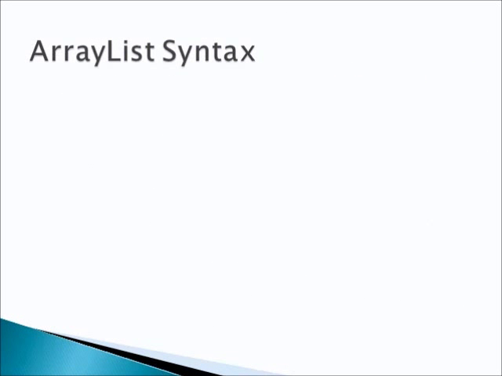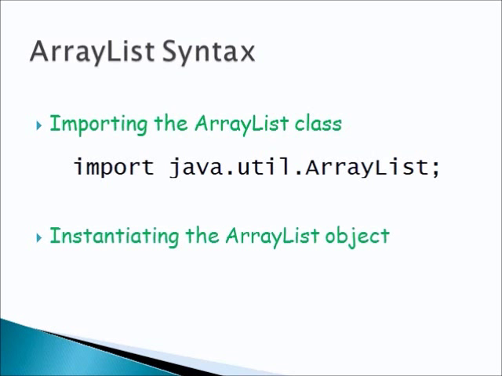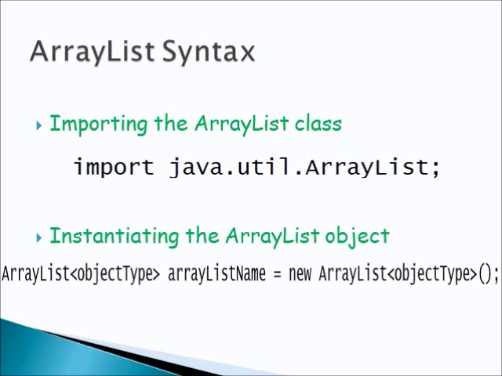When creating an ArrayList, you must first import the ArrayList class like you would for the Scanner class, and here's the syntax: import java.util.ArrayList, semicolon. And since ArrayLists are objects, the instantiation is just like any other object. You start out with ArrayList, and with angle brackets you insert the object type. It could be Integer, Double, String, followed by a closing angle bracket, the name of your ArrayList, an assignment operator, new, ArrayList, angle bracket, object type, closing angle bracket, parentheses, semicolon. Simple, right?